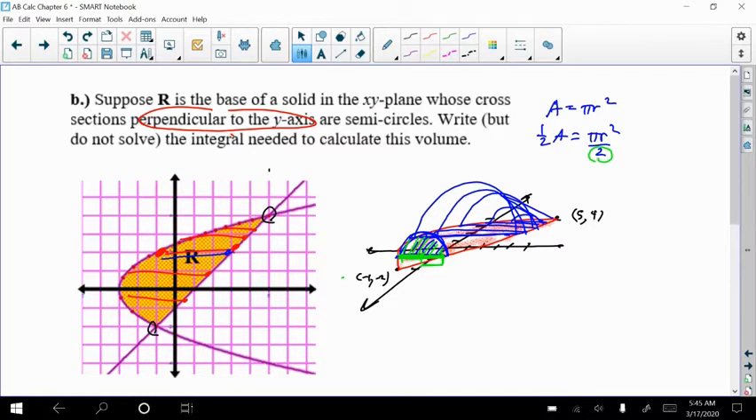Okay, so we integrate. So we're going to go from the lowest y value, which is -2, to the highest y value of 4.